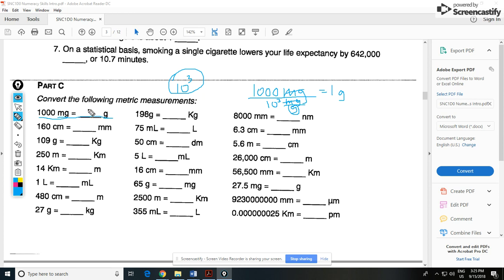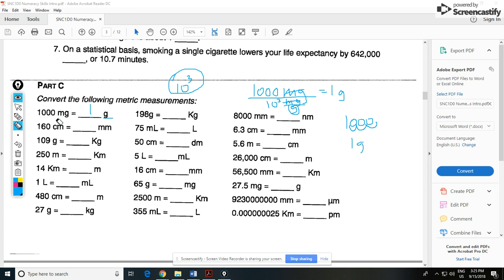So we have 1 gram over here. Or you could do the move the decimal method. Since they're different by a factor of 10 to the power of 3, you can grab that decimal and move it to the left 3 times. So 1, 2, 3, and that gives you 1 gram, just like that.